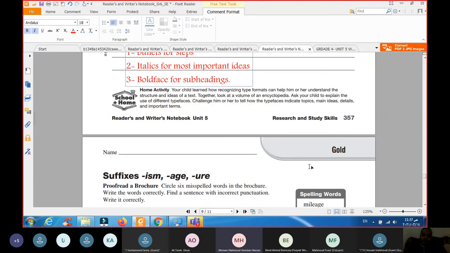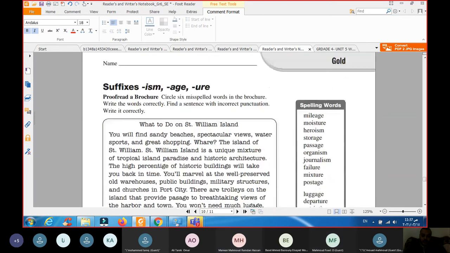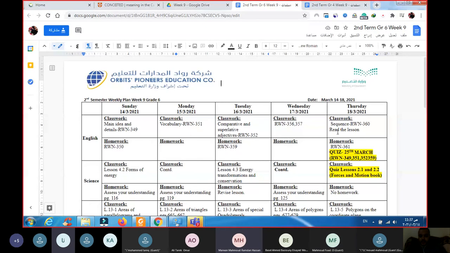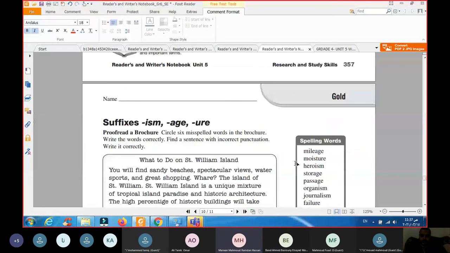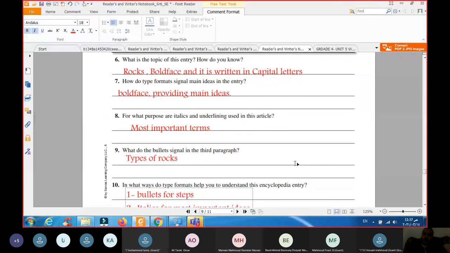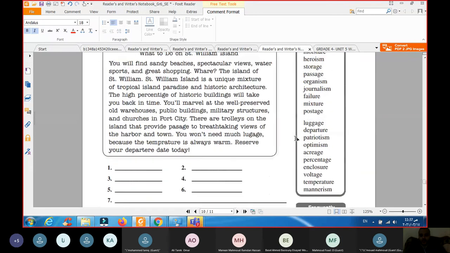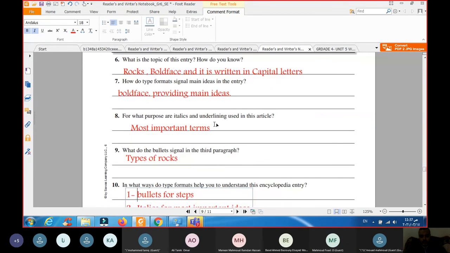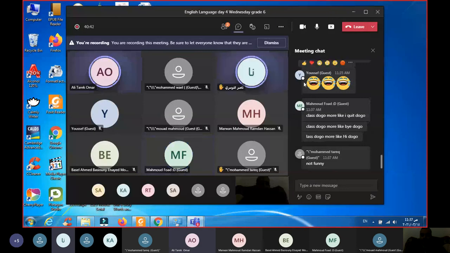I hope all of you are great, and tomorrow, what shall we study? Suffix. Sequence. Mister, reading. Tomorrow is reading. Yes. We didn't take the reading list. We are going to read the story tomorrow and the sequence, and even have a look at the words that we messed up: luggage, department, patriotism, optimism, acreage, percentage, enclosure, voltage, temperature, mannerism, and so on. Okay. Enjoy your day, boys. Tomorrow only reading. Reading and meditating. Have a good day.